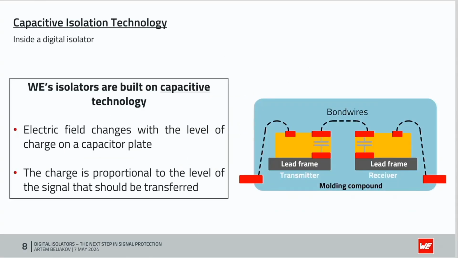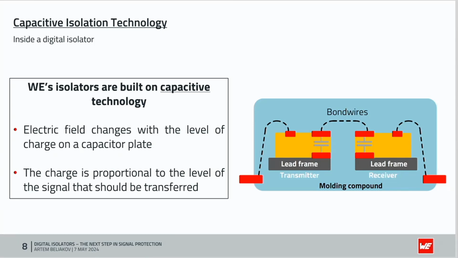Wurth electronic isolators are built on capacitive technology. Electric field changes with the level of charge on a capacitor plate, and the charge is proportional to the level of the signal that should be transferred. As you can see on the right side of the slide, there are two chips, and one capacitor is located on primary side, and another capacitor is located on secondary side. They are connected in series, and together they provide capacitive isolation barrier of digital isolators.